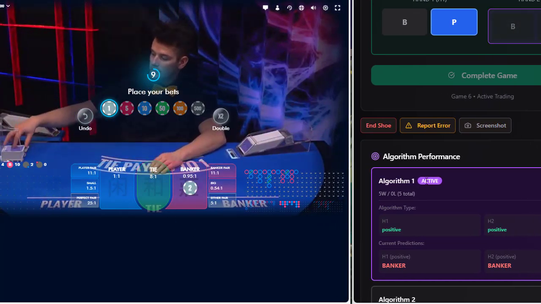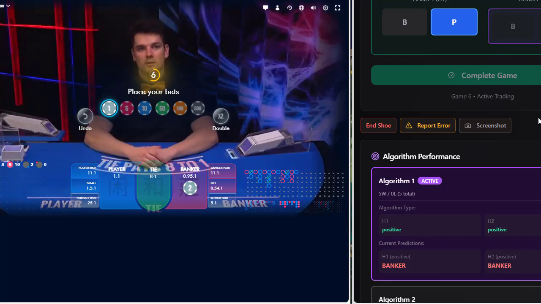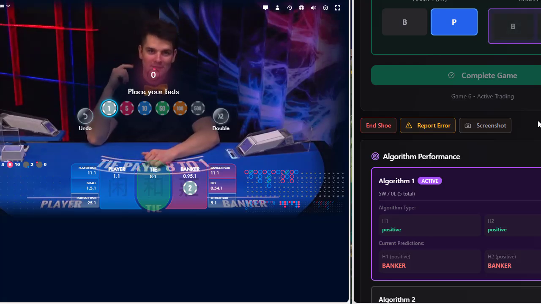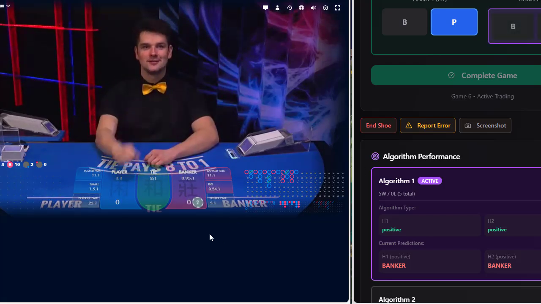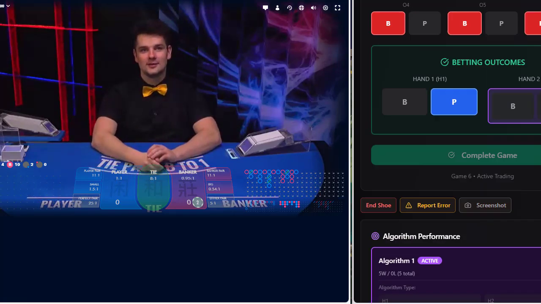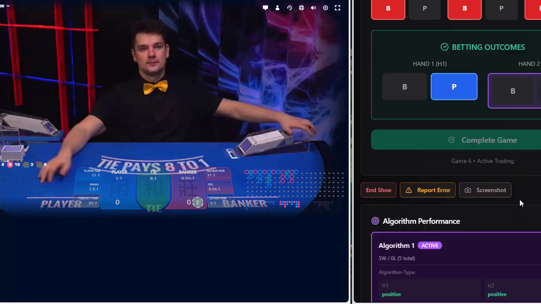So you would do 2 units, so whatever your value is. If you have a $100 bankroll or a $500,000 bankroll, if you're doing 1%, that's $10. If you increase it, that's $20. You've got to remember that when you're doing it.